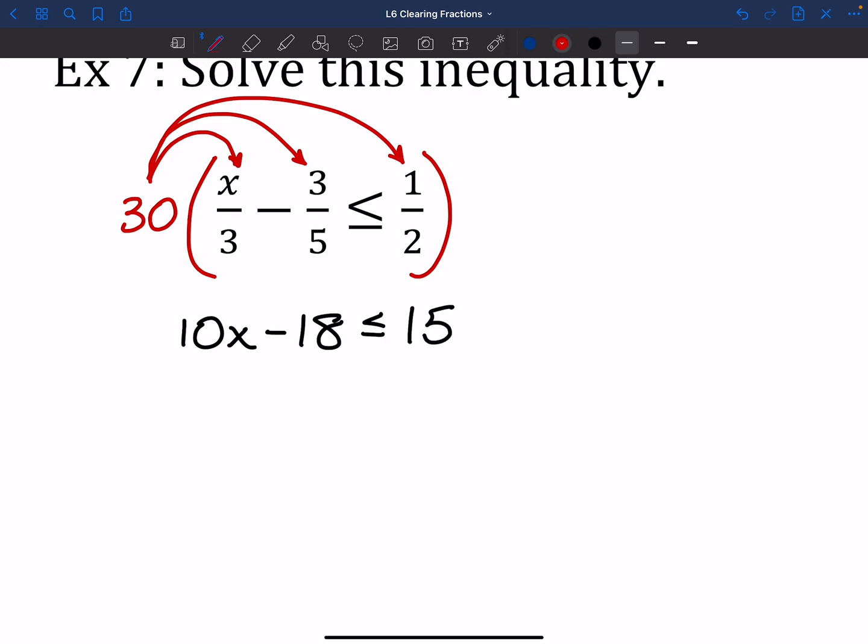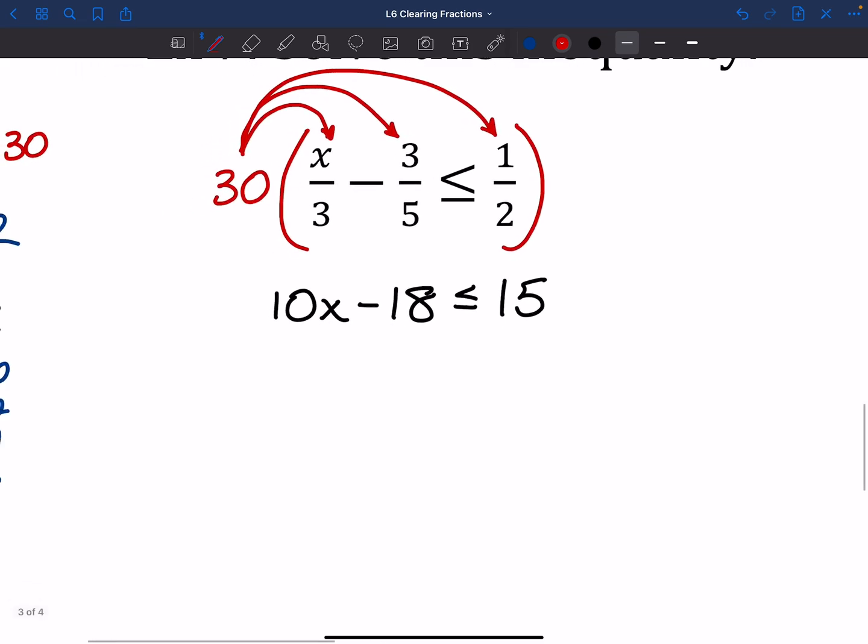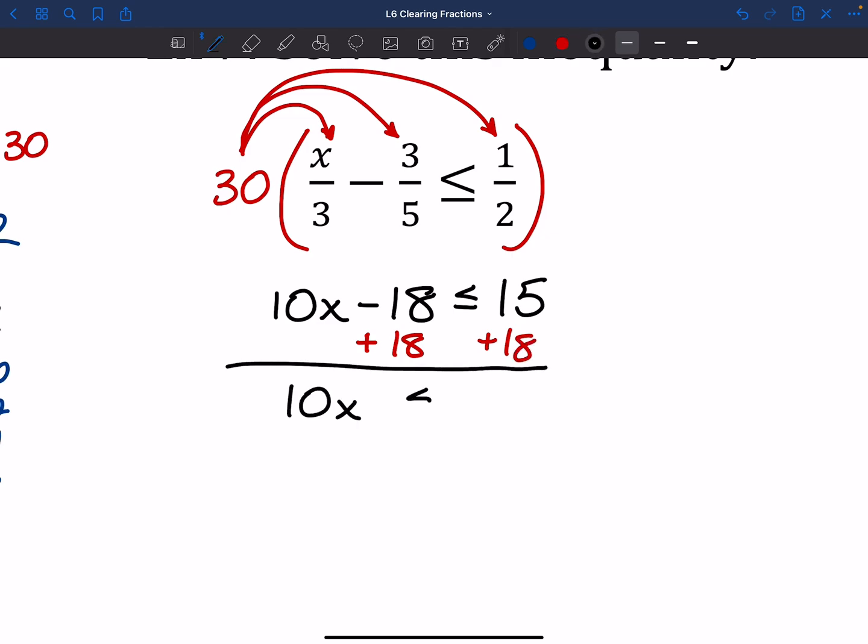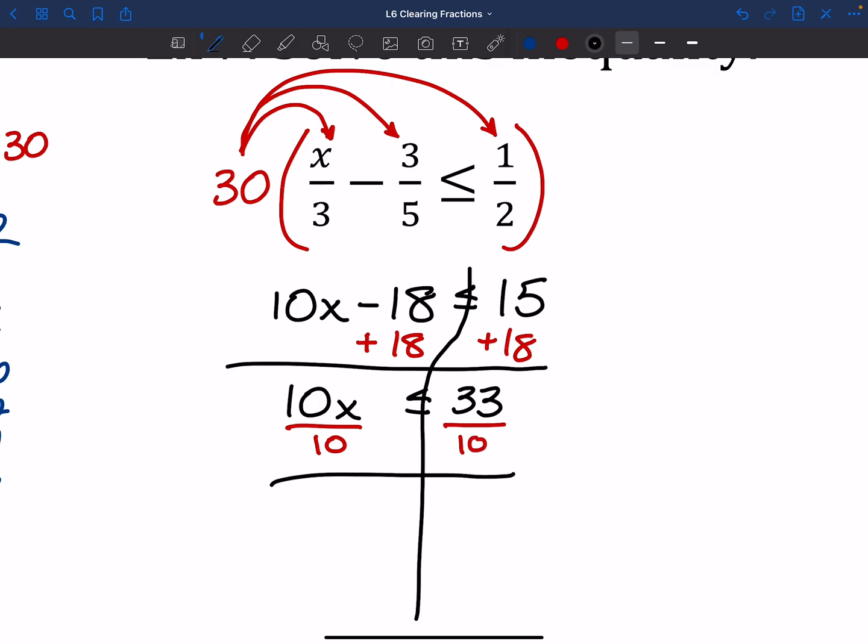All right, cool. So from here, again, just a couple steps to move things around. I'm going to get that 18 away from the x's, so I'm going to add 18 to both sides. I'm going to get that 10x is less than or equal to, what's that going to be, 33. After that, I need to get rid of that 10. So I'm going to divide to get rid of that coefficient. And we're going to get that x is less than or equal to 3.3.